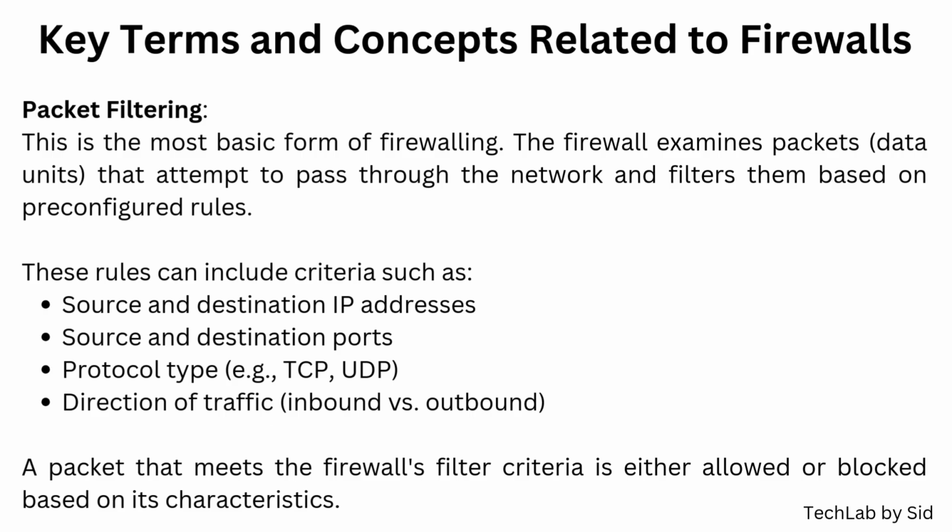Packet filtering. This is the most basic form of firewalling. The firewall examines packets, or data units, that attempt to pass through the network and filters them based on pre-configured rules. These rules can include criteria such as source and destination IP addresses, source and destination ports, protocol type, for example, TCP, UDP, and direction of traffic, that is, inbound versus outbound. A packet that meets the firewall's filter criteria is either allowed or blocked based on its characteristics.